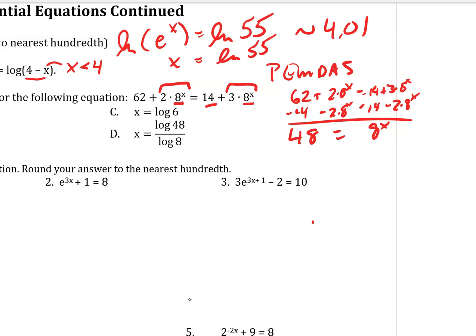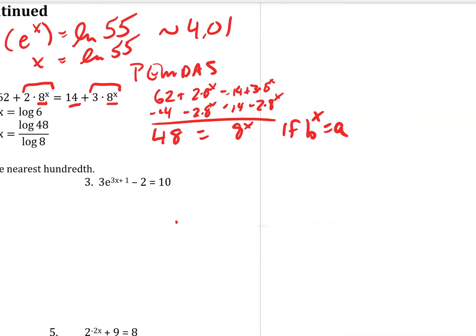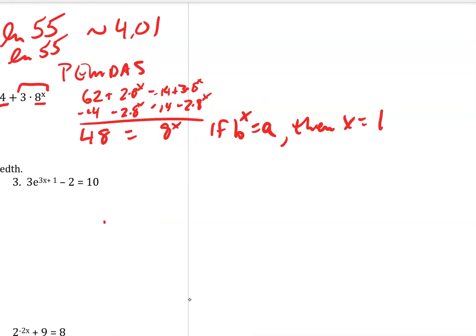So, last chapter we learned change of base. If b to the x equals a, then x equals log base b of a. In this example, here's our x, here's our b, there's our a. In our problem that we have, here's our b, there's our x, and there's our a. So we're going to rewrite this. x equals log base 8 of 48.